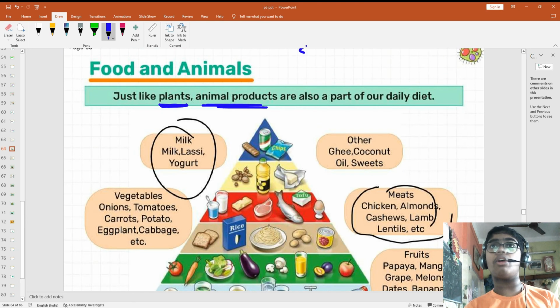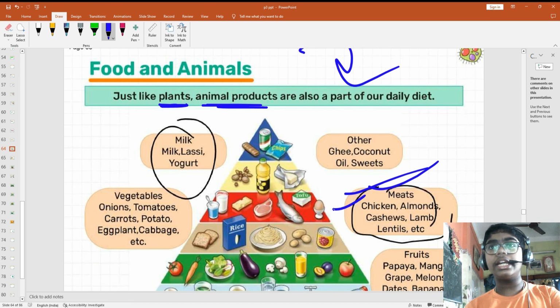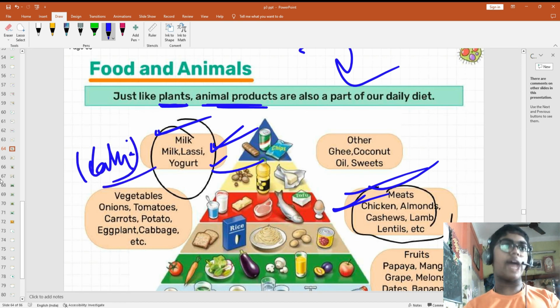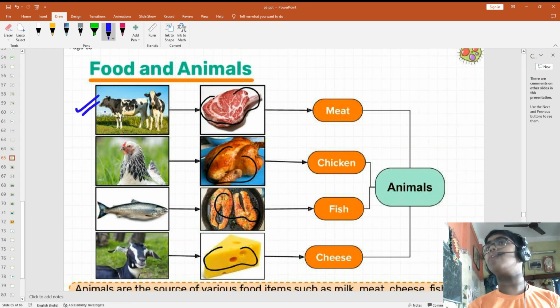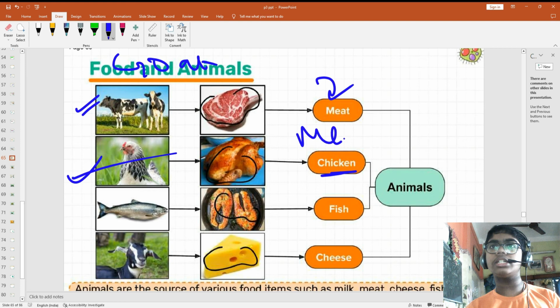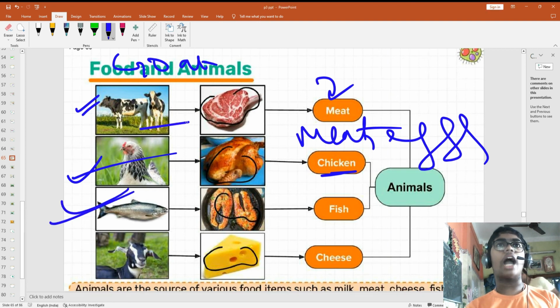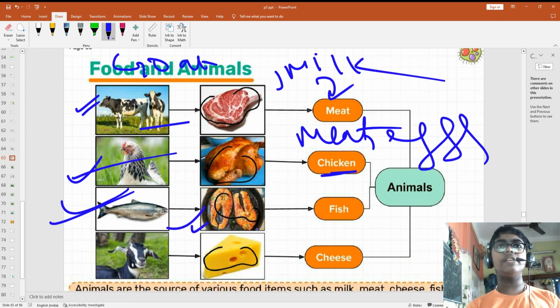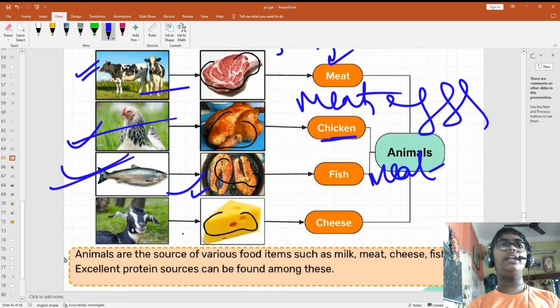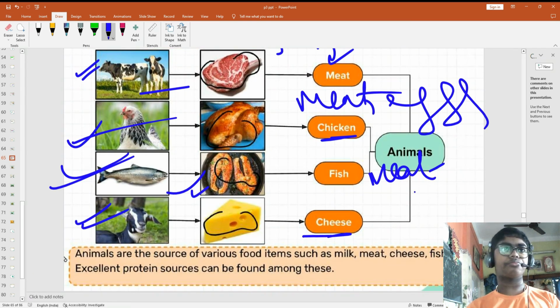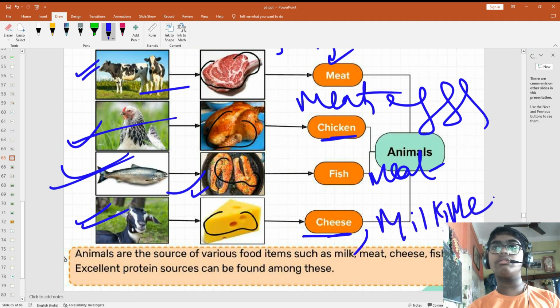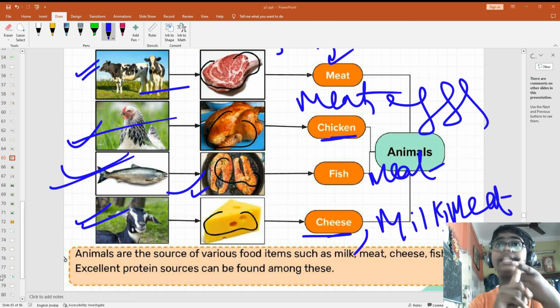Just like plants, animal products are also a part of our daily diet. Like meat आप खाते हो, chicken खाते हो, milk, लस्सी, yogurt means दही आप खाते ही हो, right? So they are also part of our daily diet. Like we get milk from cow, we get from goat. From chickens we get meat, we also get eggs. From cow we get meat also, milk also. From fish we get meat, and from goat we get cheese also, milk also, meat also. So we are getting honey, eggs, milk, meat, and fish.